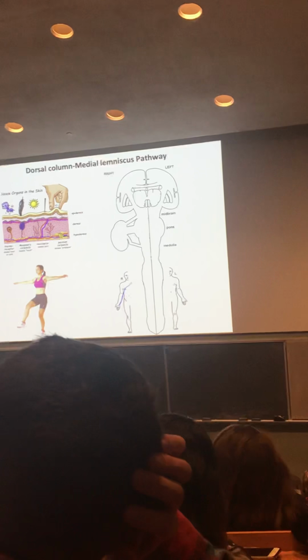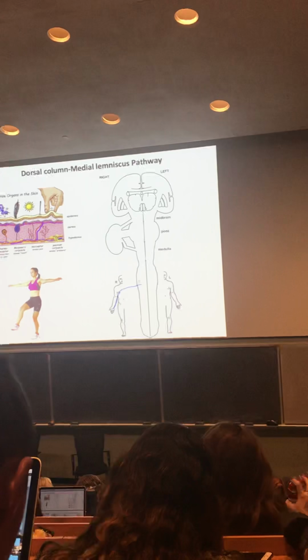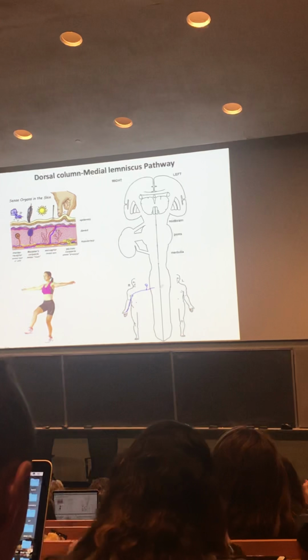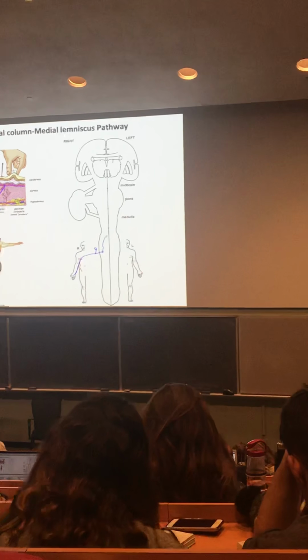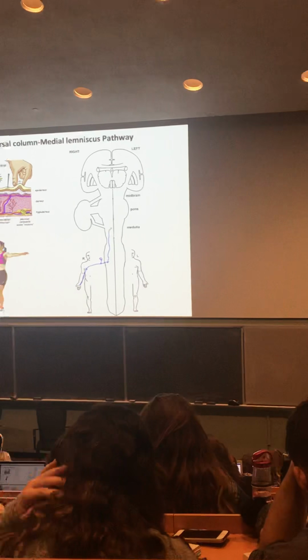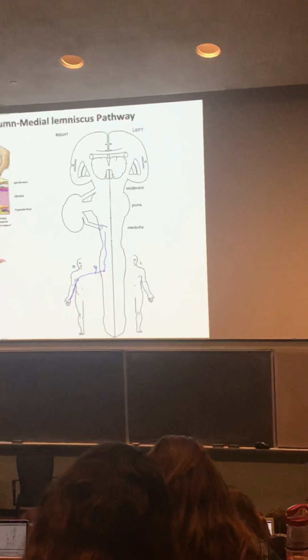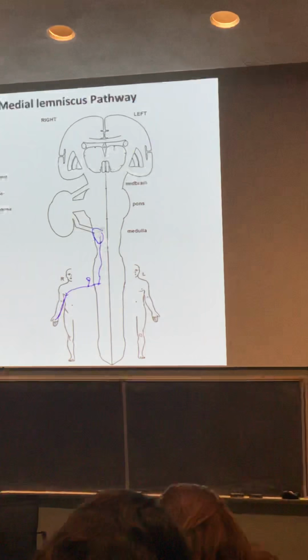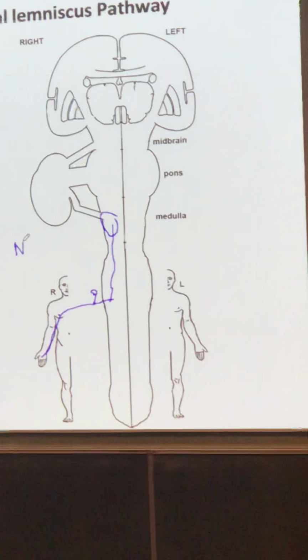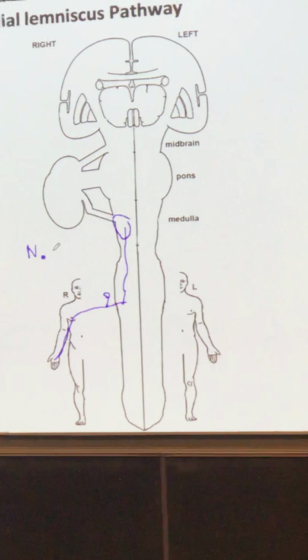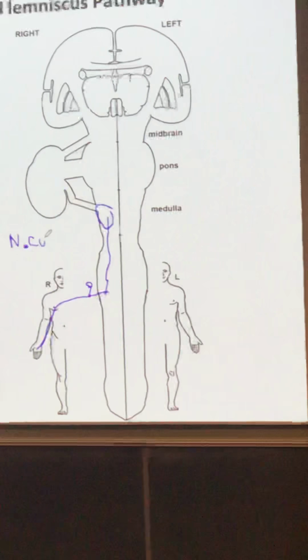Information will go in. It's going to go up, and it's going to synapse in another nucleus here on the outside. And this nucleus is not nucleus gracilis. This nucleus is nucleus cuneatus.